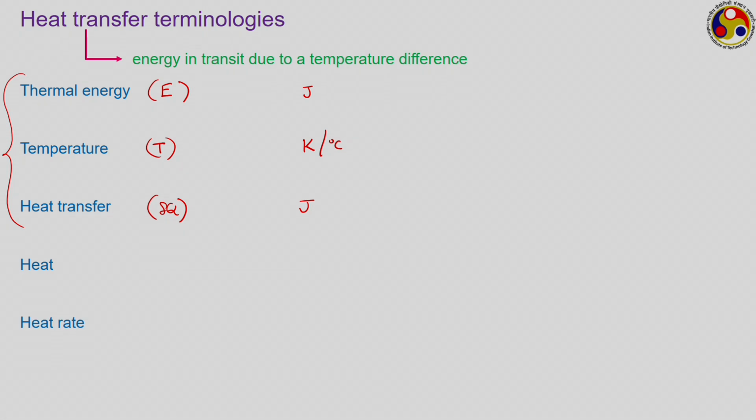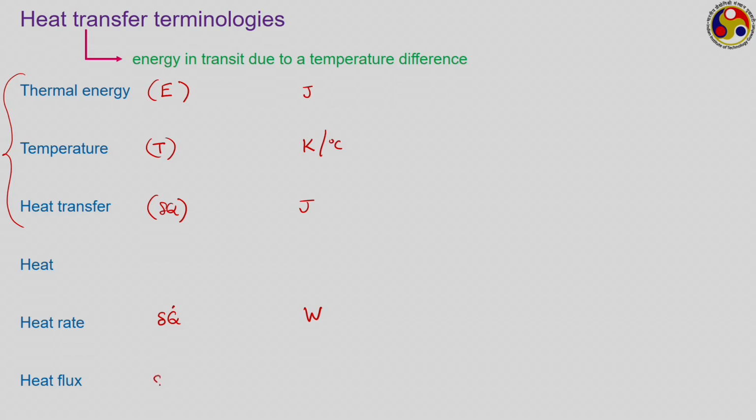Heat rate is used exclusively in case of heat transfer. It is del Q dot, generally; the dot symbol indicates the rate, and the unit can be watt. It is the rate of heat transfer, or heat transfer per unit time. And similarly, another very common term is heat flux. Heat flux refers to rate of heat transfer per unit area.